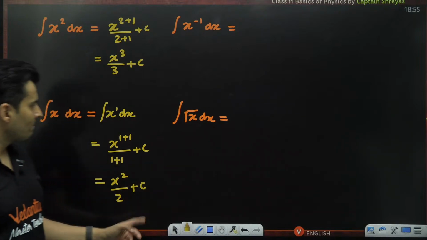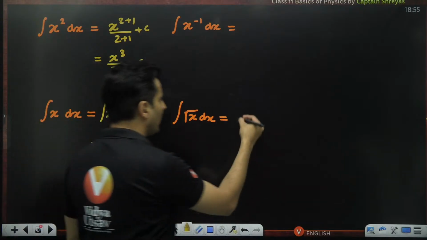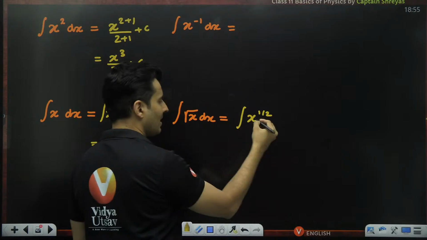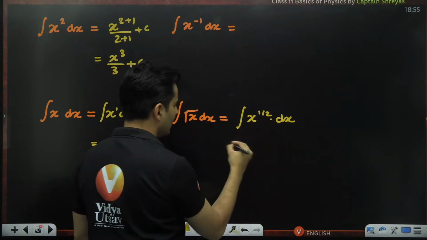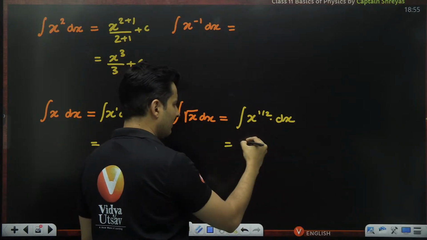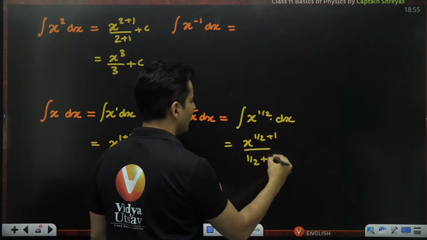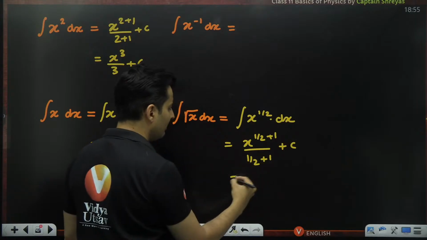Is that right? Let's do this question. Okay, so what is this? This is nothing but x raised to half, root x is x raised to half, into dx. So using the x raised to n formula, it becomes x raised to half plus 1 by half plus 1, plus c.